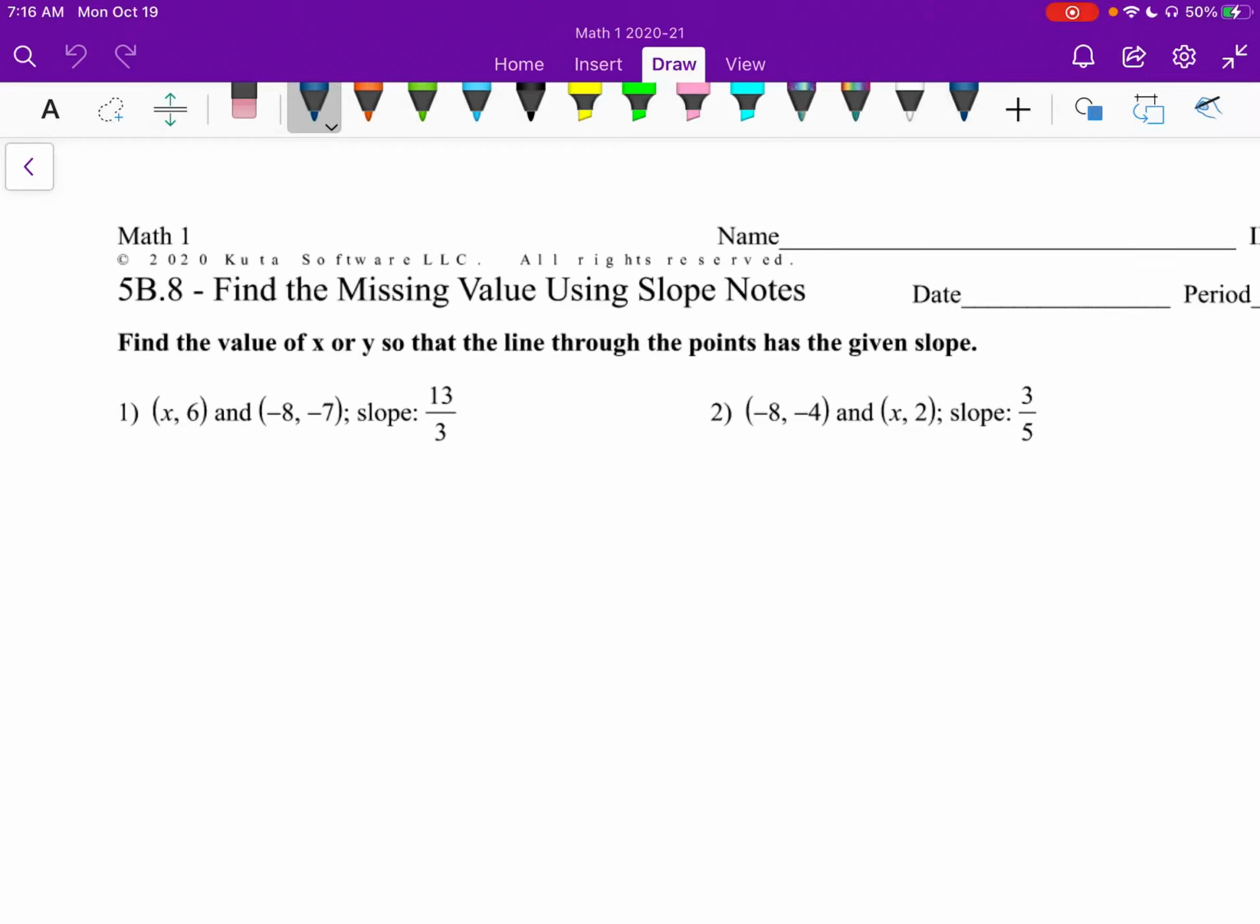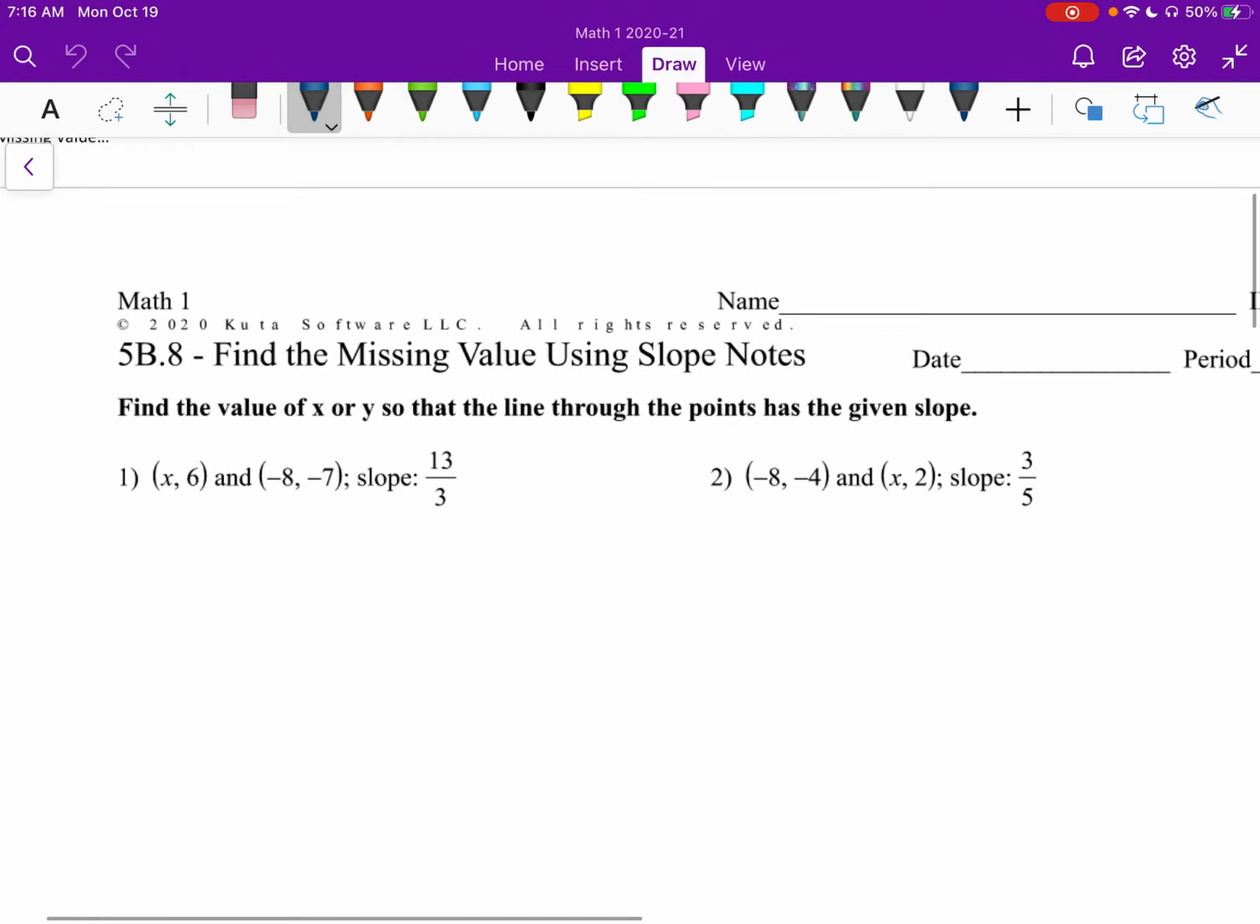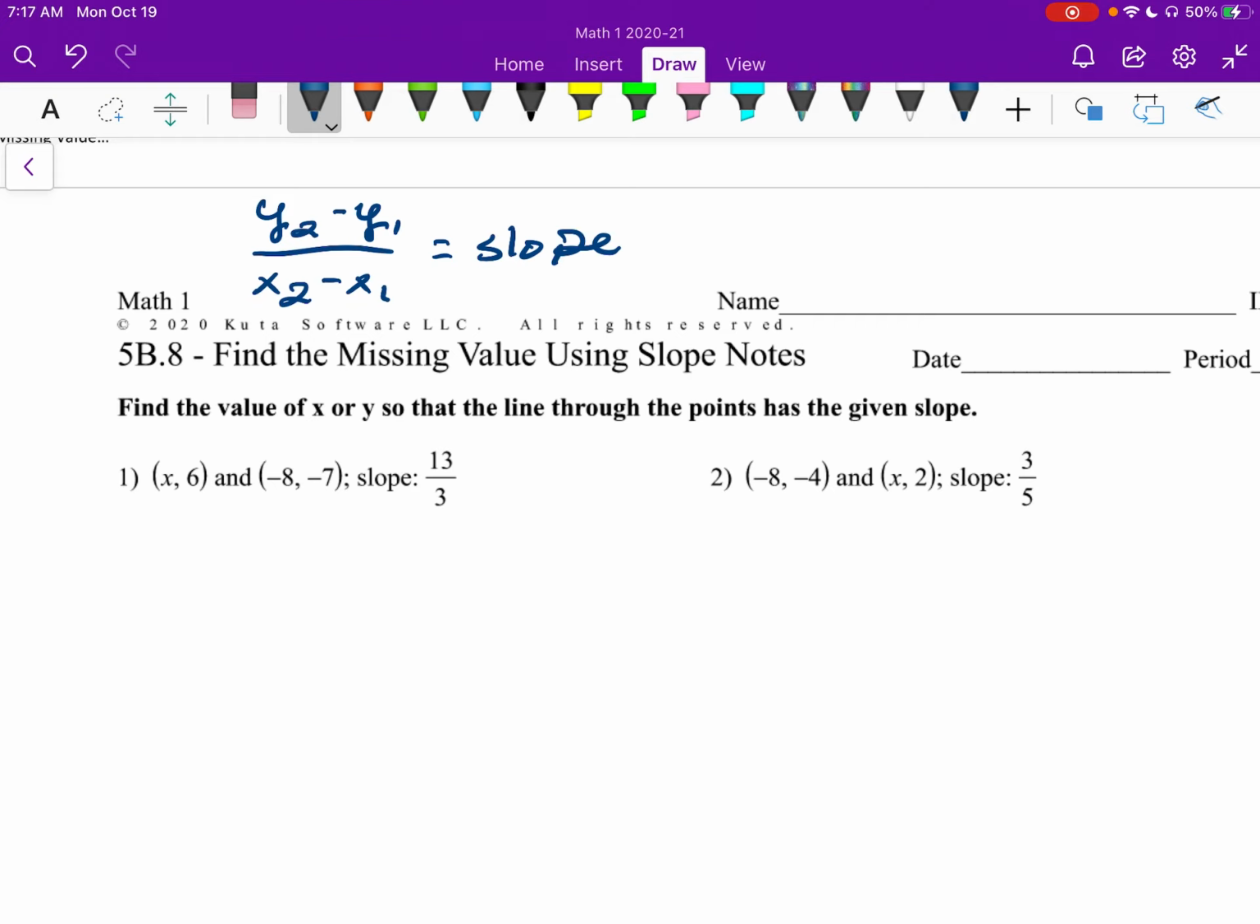All right, Math 1, find the missing value using slope. While in this lesson we're going to be using the slope formula, it's much more of an exercise on your algebra skills, on solving equations. But every single one of these problems we're going to need the slope formula. So let's write that. We're going to have y2 minus y1 over x2 minus x1, and that's our slope. Every single problem on this page, we're going to start off by doing that slope, by doing that formula.